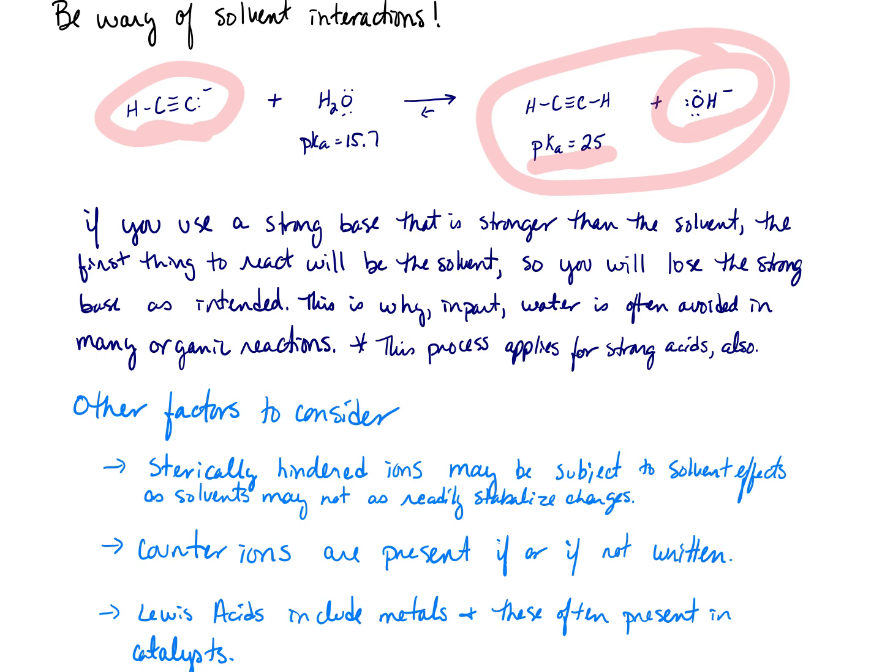Other things to consider. We have to know that sterically hindered ions can be subject to solvent effects, as the solvents may not as readily stabilize those charges just because of steric hindrance. So there's not as many areas for the solvent to solvate something. Counterions are present whether or not they're written, so that's something to be aware of, okay? And then we haven't talked much about Lewis acids, but Lewis acids include metals, and those are things that we often use in catalysts. So we're going to look at that as we move forward.